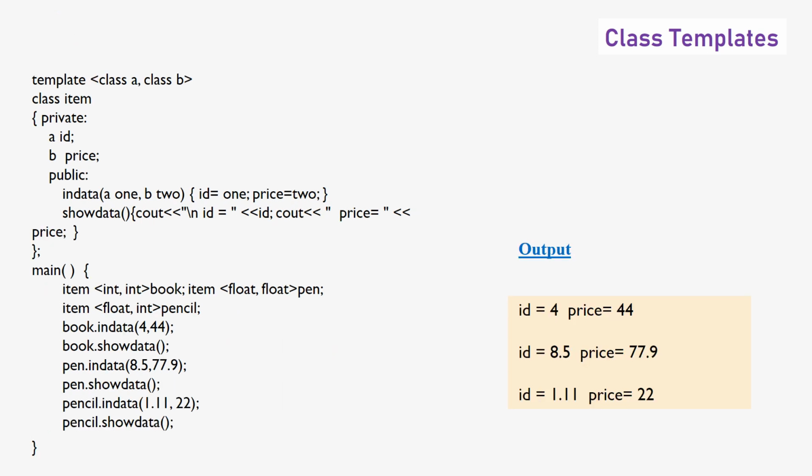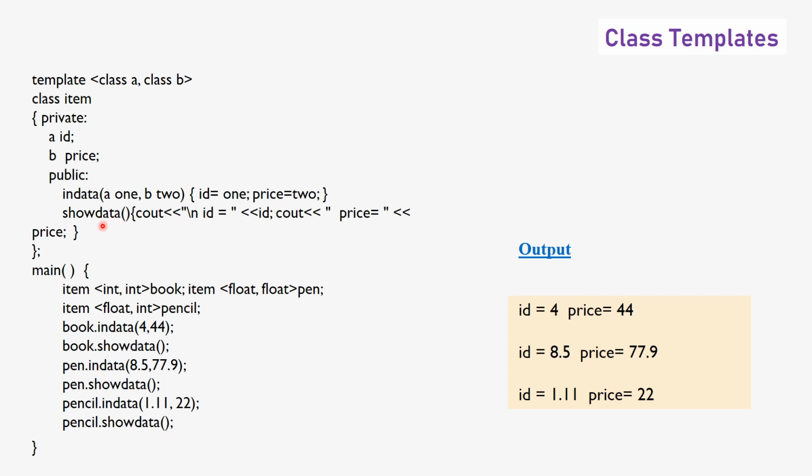Here in this example we are using two templates again. The type of the first template is A and the type of the second template is B. The type of the first template will be assigned to variable id and the type of the second will be assigned to price, because in data we are passing two arguments. The type of the first argument is 1, and 1 is from the first template, and 2 is the type of B, and that is the second template, and then we are showing the values of these variables.